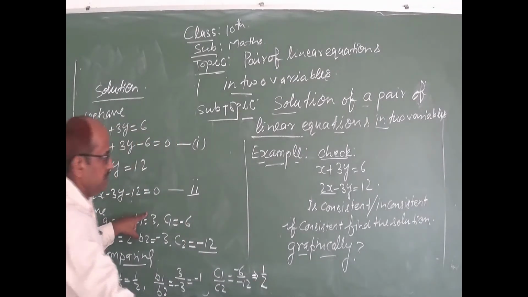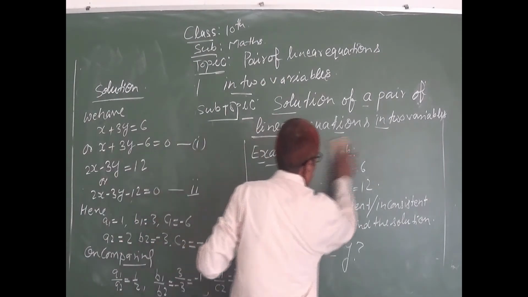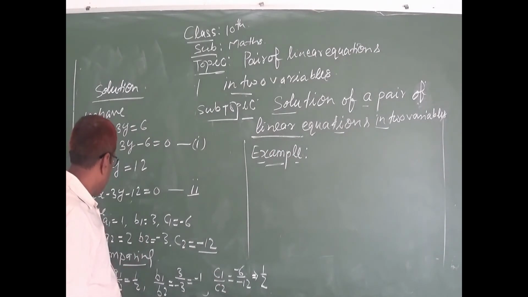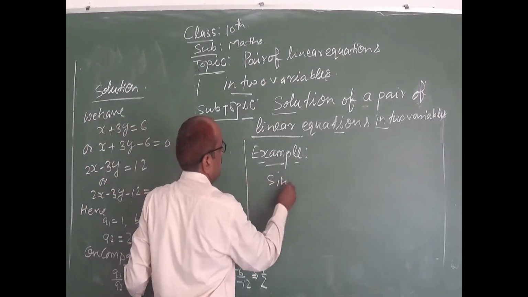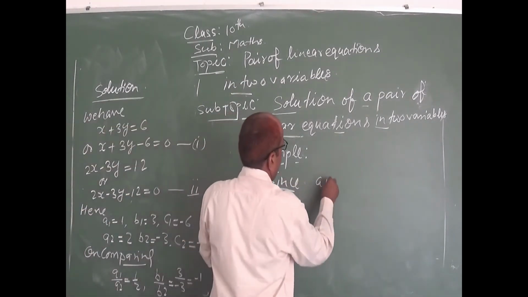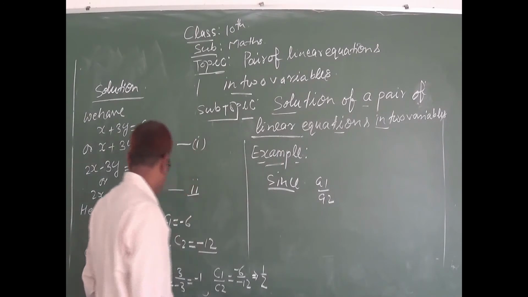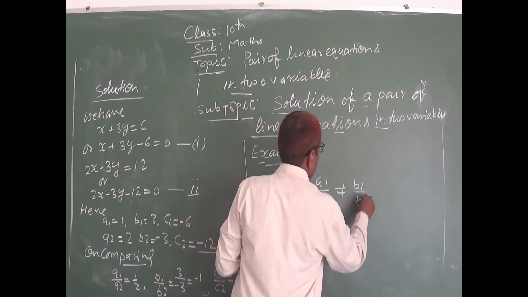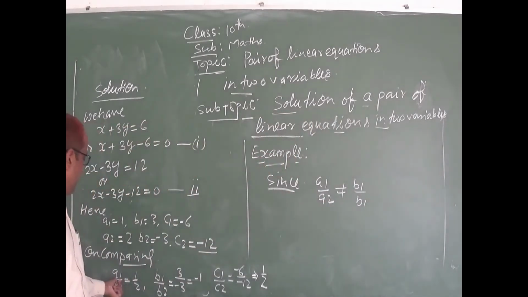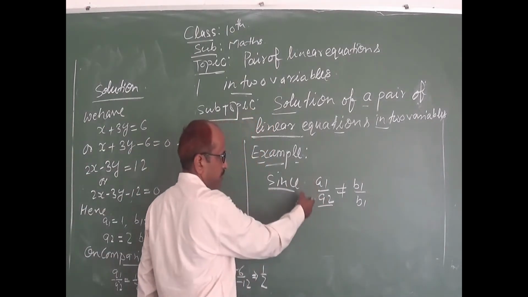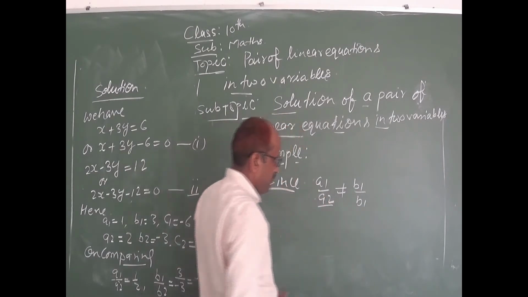So student, here we can see that a1 upon a2 is not equal to b1 upon b2. a1 upon a2 is equal to 1 by 2, and b1 upon b2 is equal to minus 1. So we have observed that a1 upon a2 is not equal to b1 upon b2.